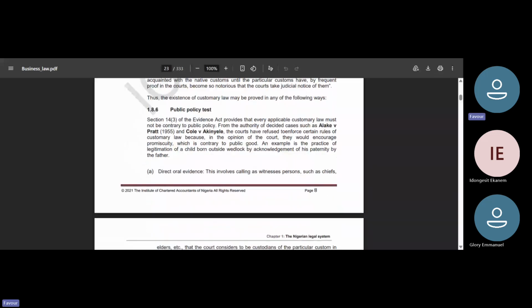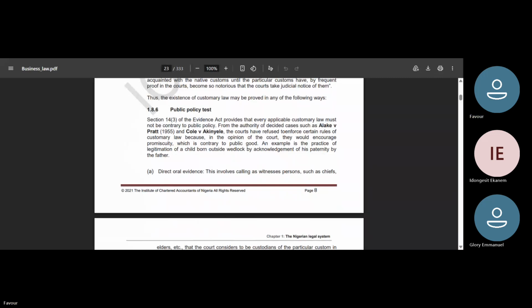The public policy test. This is basically saying that these rules should not be contrary to the public policy, right? A rule of the customary law should not be contrary to the public policy. So, from decided cases such as Aleke versus Pratt and Cole versus Akinyele, the court has refused to enforce certain rules of customary law because, in the opinion of the court, they would encourage promiscuity, which is contrary to the public good.